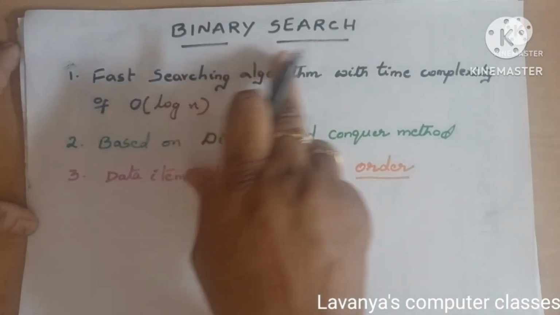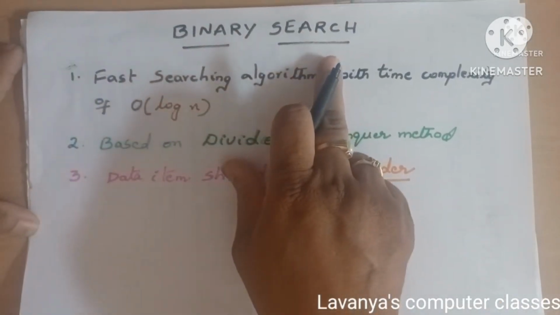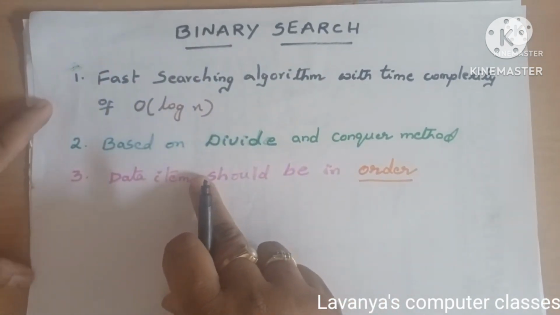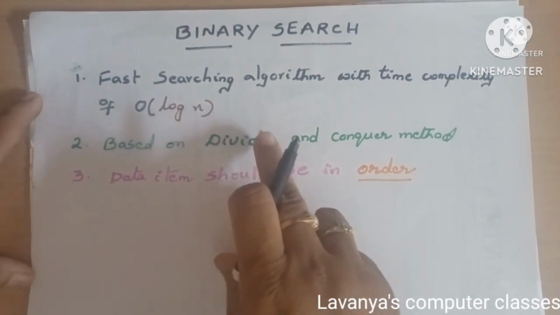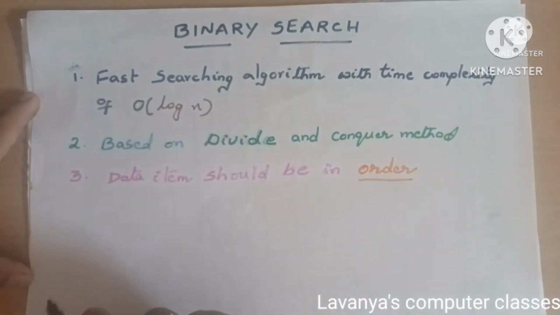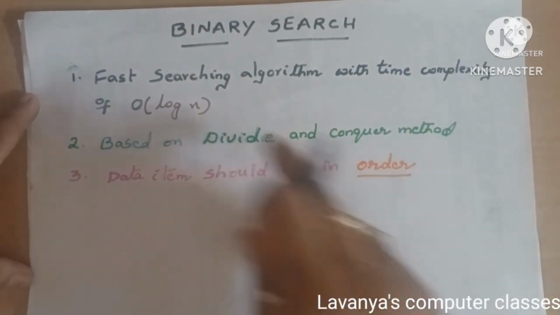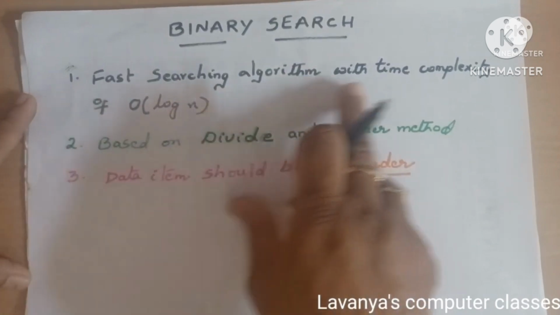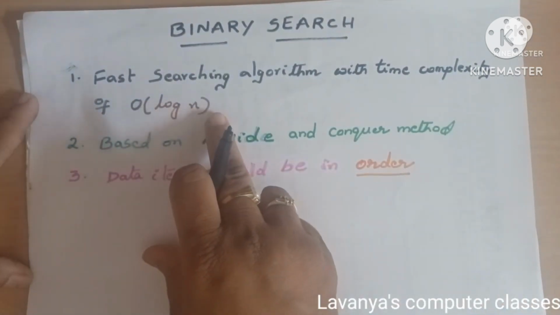This video will explain binary search with an example. In the previous videos I explained the divide and conquer method. Binary search is also an example of one application of the divide and conquer method. So first, what is binary search? Binary search is a fast searching algorithm with time complexity of O(log n).